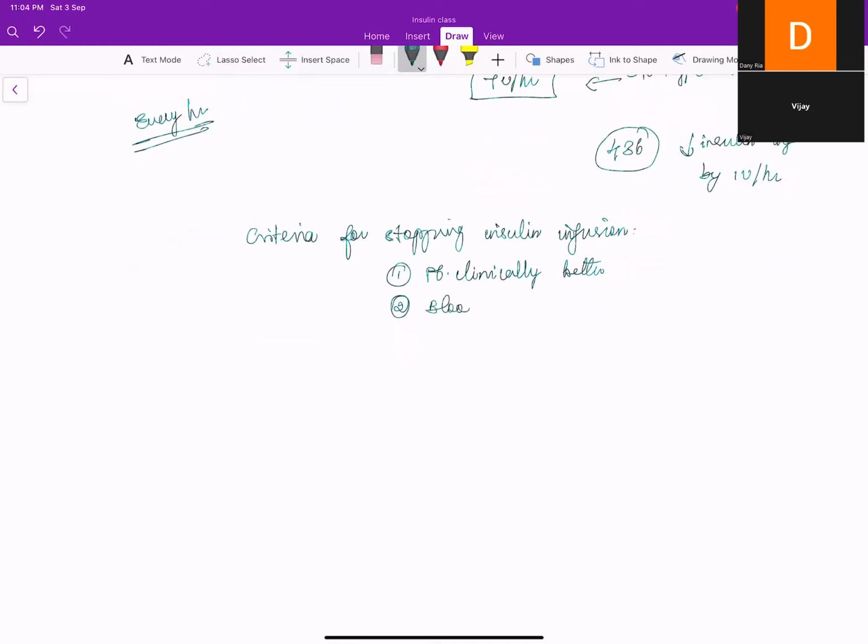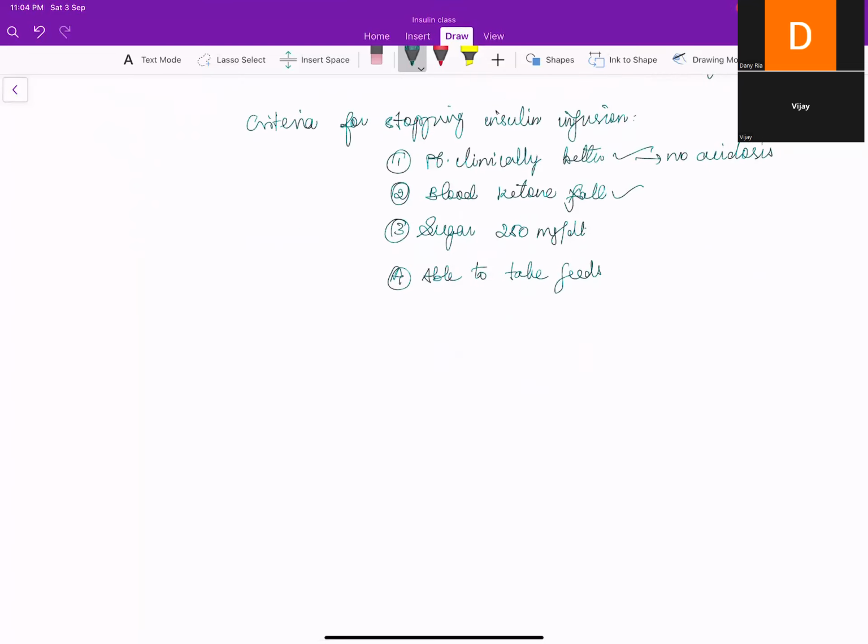Some say that we can use the blood ketone fall. Urine acetone will take a longer time to fall, so you can take blood ketone fall. Blood ketone has fallen. The patient is clinically better. Then comes the sugar value. Clinically better means there is no acidosis. The patient has clinically improved from his condition. He is able to take feeds. Blood ketone has fallen. And the sugar value depends upon different protocols. Our hospital protocol was 250. So when the sugar falls below 250, we decide accordingly.